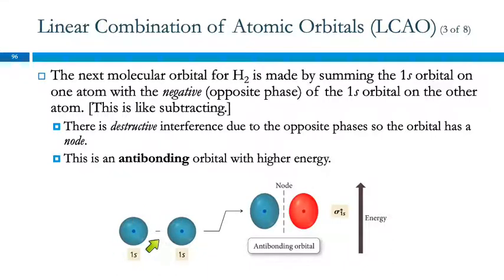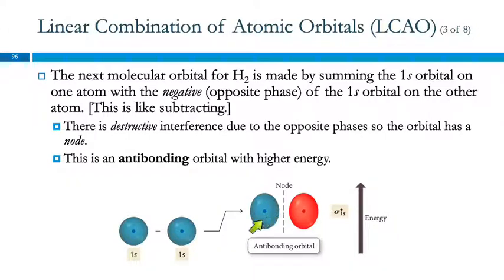And you might say, well, why isn't that 0? That seems reasonable, but it's just more complicated than that. So when these get added out of phase, they're going to cause destructive interference, essentially, and we're going to get something that looks like this, where there's a node in the middle. There's an area in the middle where there's 0 probability of the electron being.